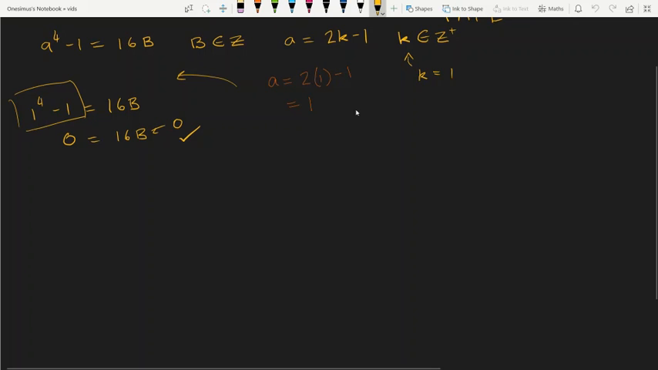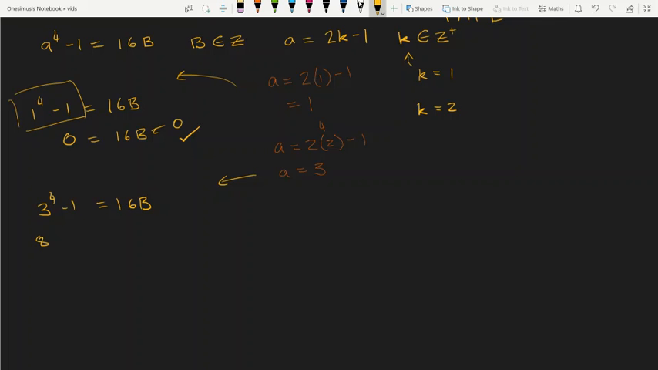Alright. So let's move down a square, and let's go and try k equals 2. And let's plug that into it. So in this case, we'll get our a value to equal 2 times 2 minus 1. That's going to be 4. Minus 1 is going to come out to be 3. So a is going to equal 3 in this case. So what we get over here is equal to 3 to the fourth minus 1 equals 16b.